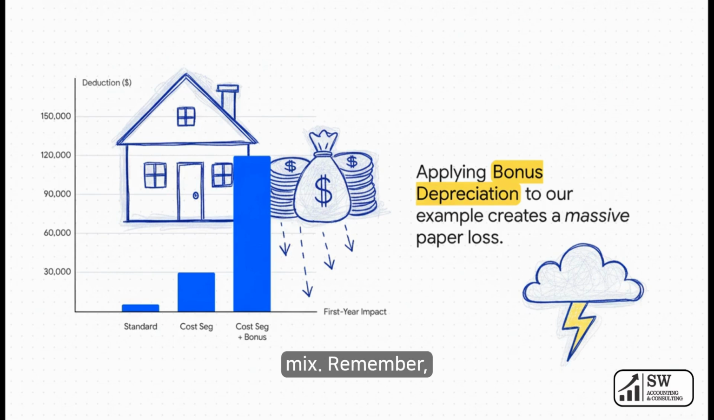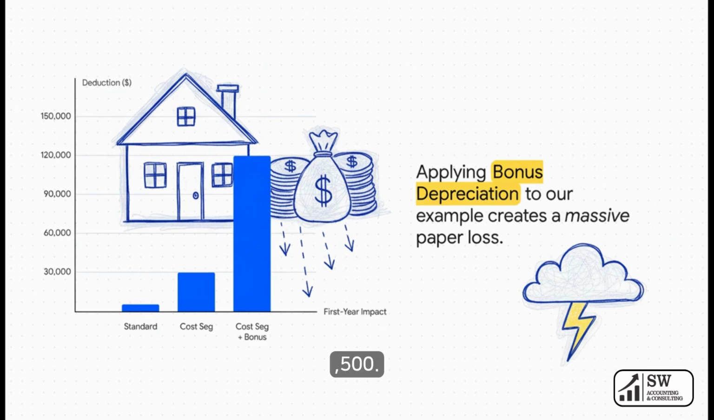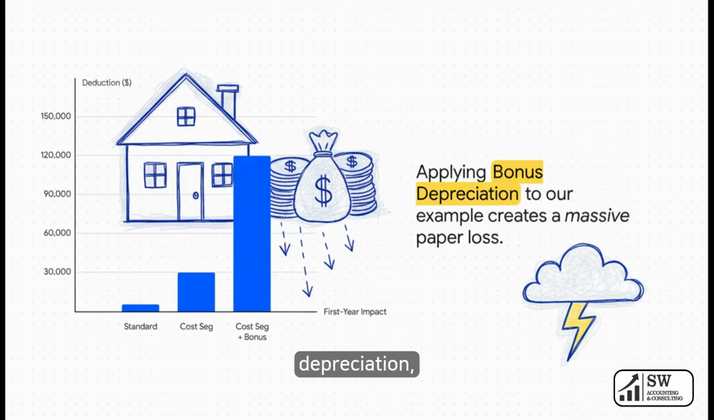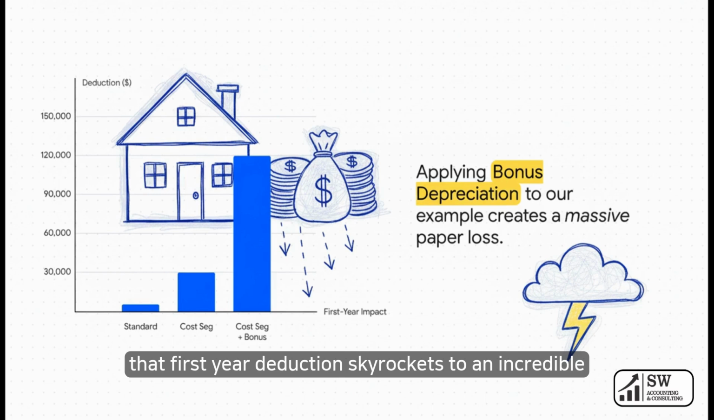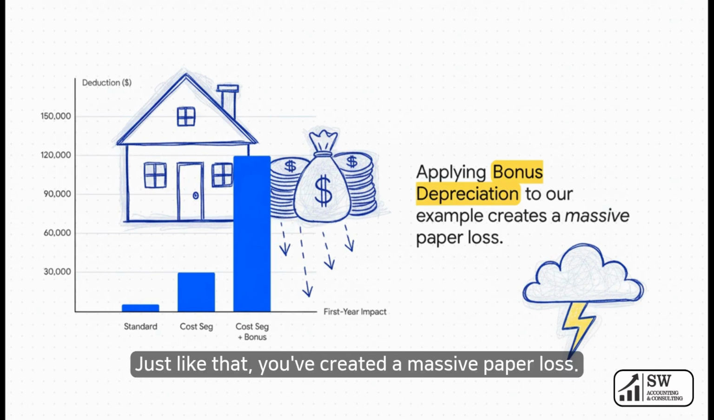So let's go back to our example and see what happens when we add bonus depreciation into the mix. Remember, we started with a standard deduction of just $5,500. Cost segregation alone got us to $30,000. But with cost segregation plus bonus depreciation, that first-year deduction skyrockets to an incredible $120,000. Just like that, you've created a massive paper loss you can use to offset your other income.